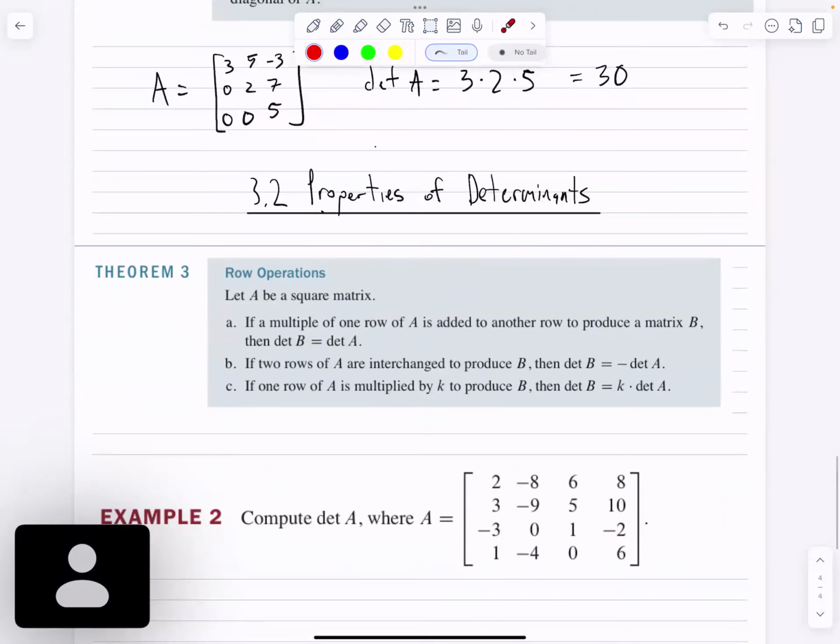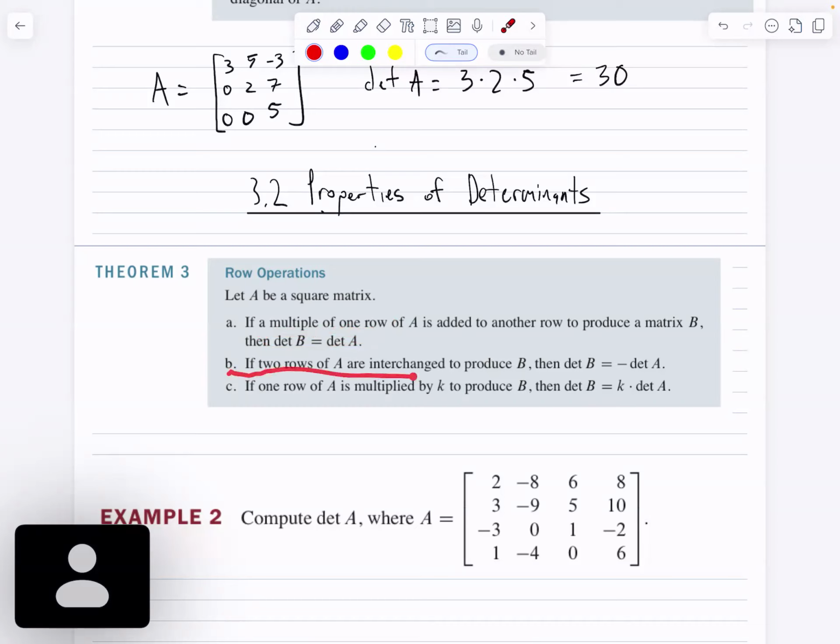The idea is the following. If you have a square matrix and you add a multiple of a row to another row to produce a new matrix, it has the same determinant. So the row operation of adding a multiple of one row to another does not affect the determinant. So we can do that row operation.